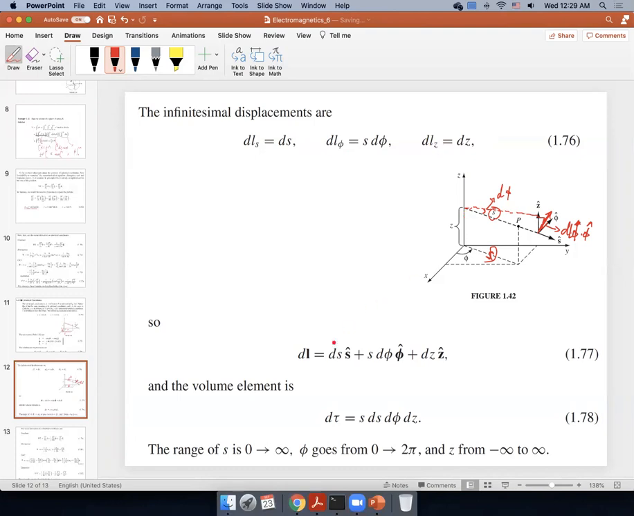And the volume element is d tau equals the product of these three terms, which is s ds d phi dz. And the range of s is from 0 to infinity. Phi is from 0 to 2 pi. Z is from negative infinity to positive infinity.